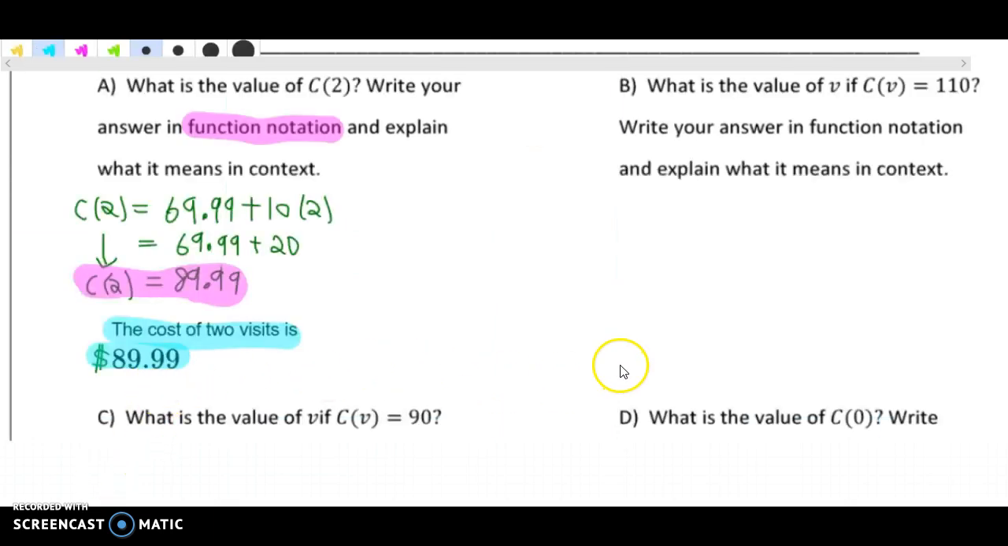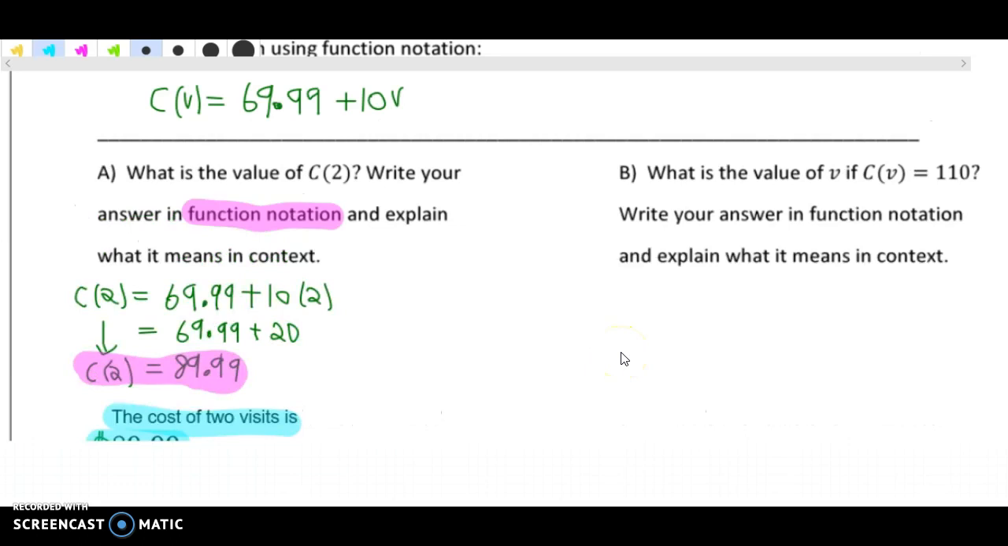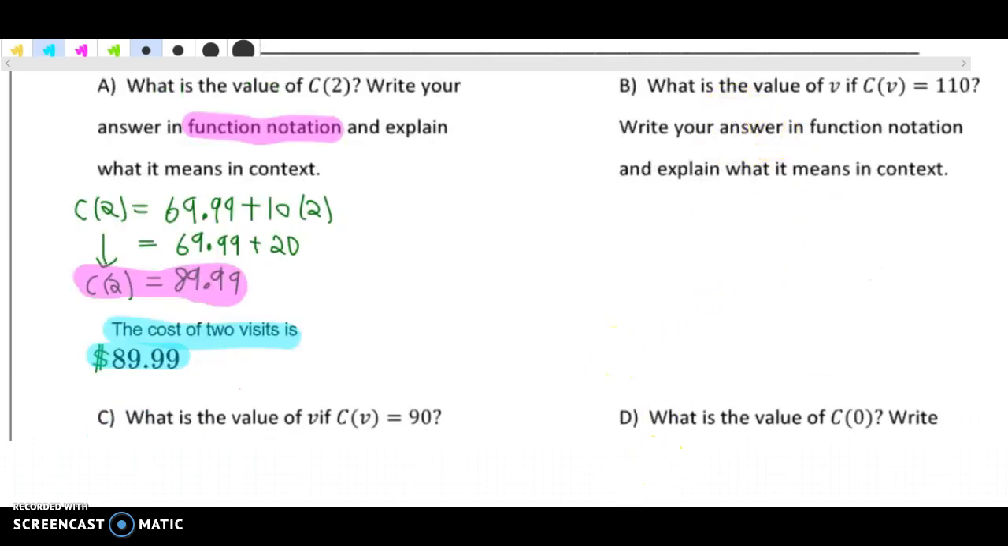Okay. Let's take a look at example B. What is the value of V if C of V equals 110? Well, that really means, what is the cost? Actually, no. We know the cost. So we're going to have to look for the number of visits. What is the value of number of visits when the cost is 110? That's what it is. So we're going to have to solve this for V.